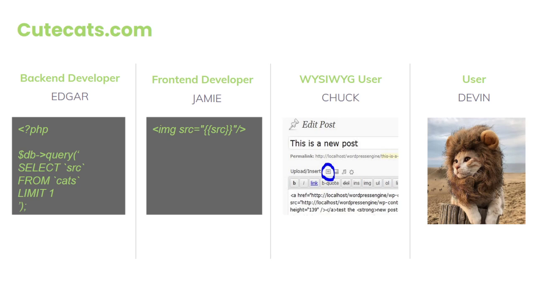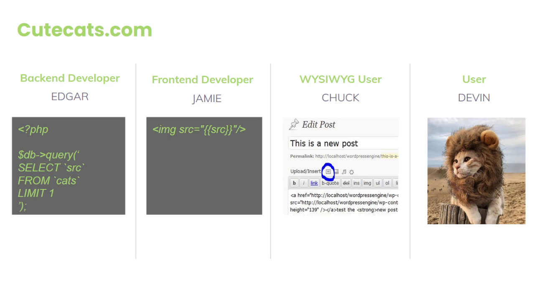The backend developer, Edgar, queries the database to get the latest pictures of cute cats that were updated. That feed is then provided to Jamie, who structures the data so that it can be delivered. Chuck adds textual contents to the page, but isn't able to adjust the backend feed because it's written in a different language.